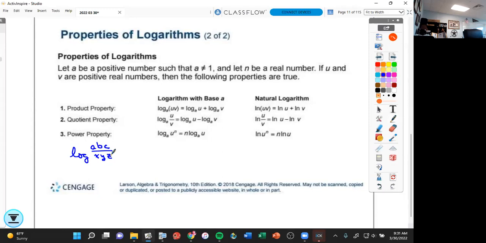So I'm about to expand this. This is equal to the top stuff: log of A plus log of B plus log of C. Now what about the bottom stuff? Minus log of x minus log of y minus log of z. There you go. I fully expanded it. Okay. And you're going to see stuff like this in your homework and everything. So, questions so far?